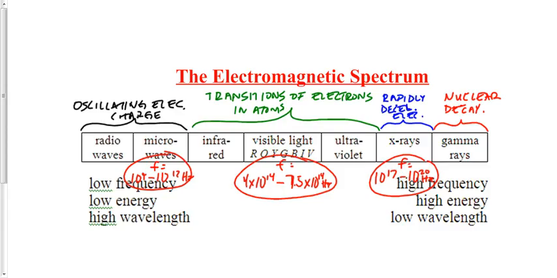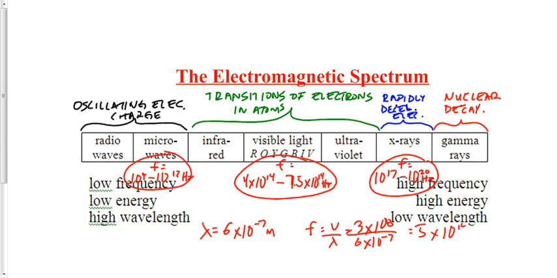If we have a wavelength of 6 times 10 to the negative 7 meters, then we can find its frequency by saying v over lambda. And then we can say, well, I know what its frequency is. 5 times 10 to the 14 is visible light.